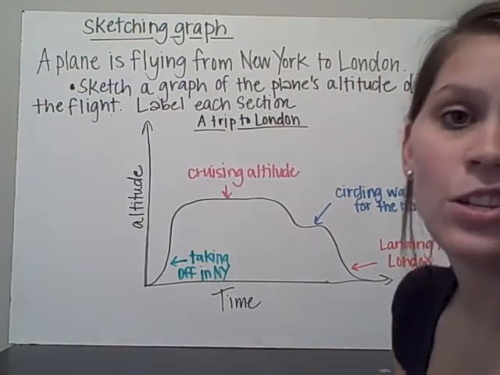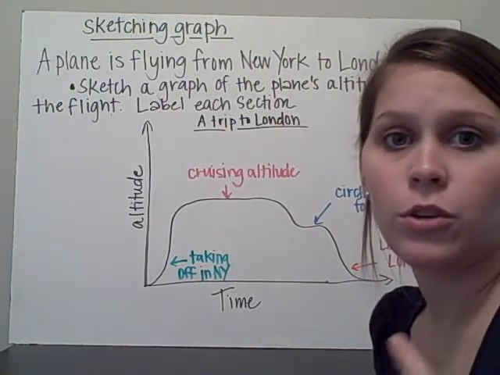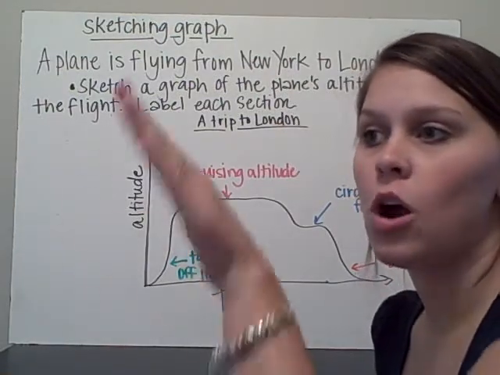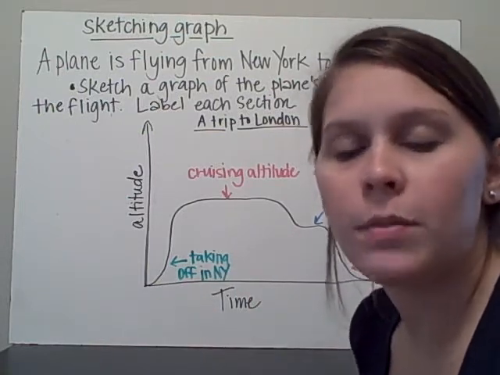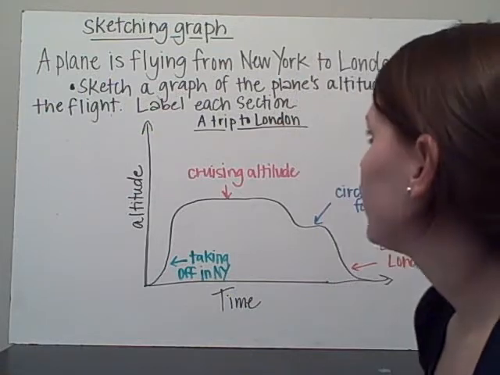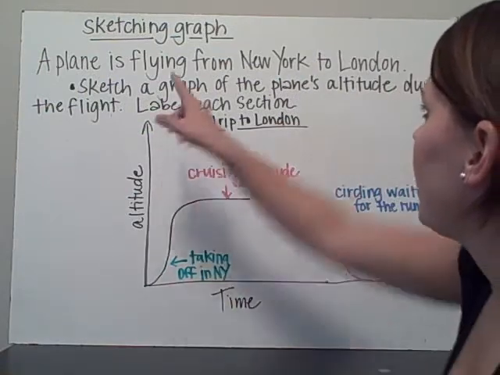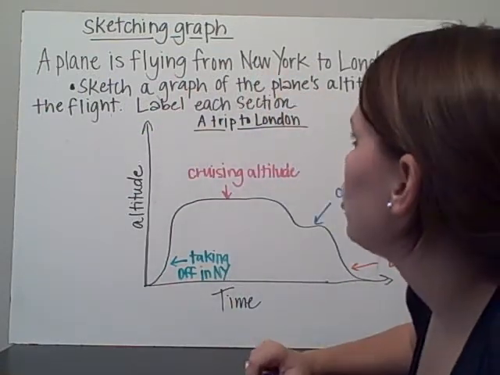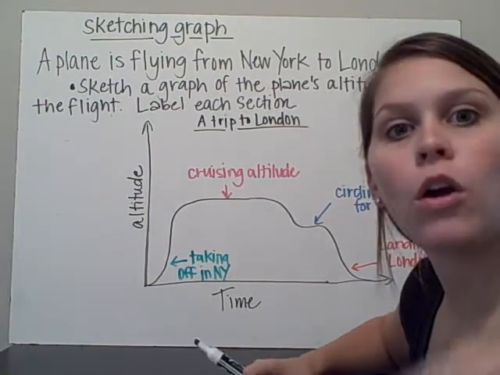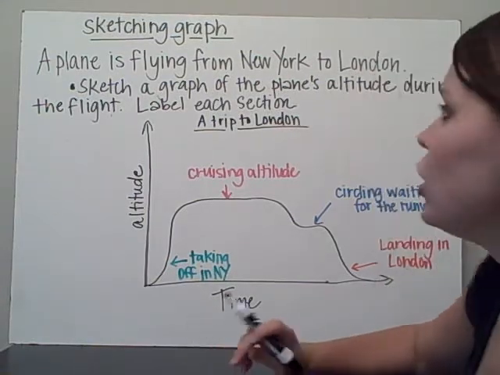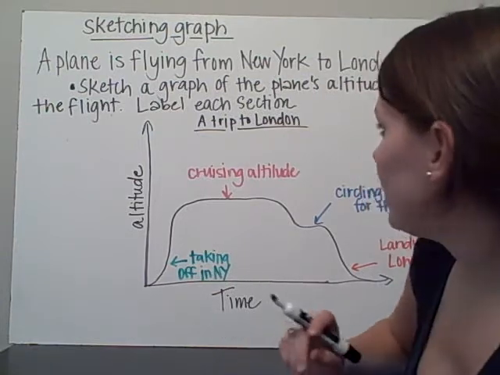Alright, now you have sketching a graph. Sketching a graph is when you're given a story and you just draw and sketch the general idea of what the story is talking about. So it says a plane is flying from New York to London. Sketch a graph of the plane's altitude, so that's how far in the air it is from the ground, during the flight. Label each section.